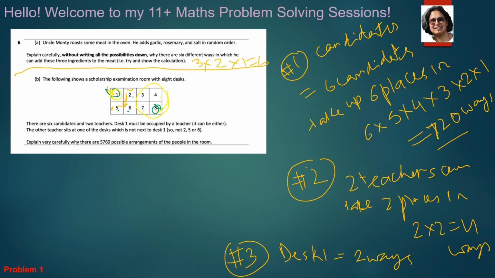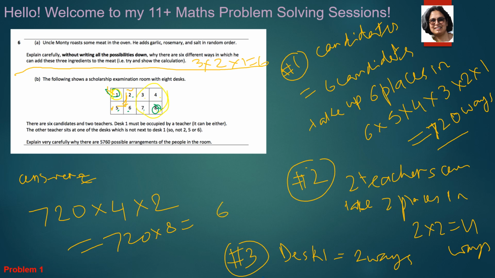So what is our answer? Our answer will be 720 times 4 times 2. That equals 720 times 8, which equals 5760 possible arrangements in the room.